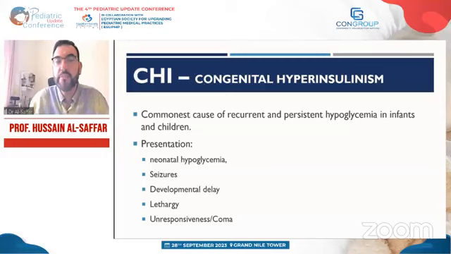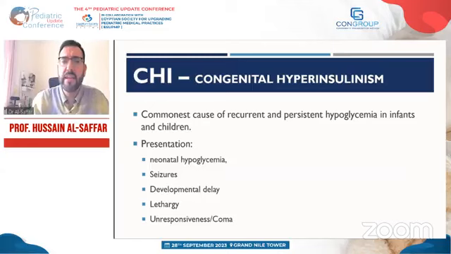Sometimes it presents for the first time with seizures, and then with the workup of that seizure, you discover that this patient is having hypoglycemia. Sometimes developmental delay due to recurrent, untreated, unrecognized hypoglycemia, lethargy, of course, tiredness, unresponsiveness, and coma, and then with workup we will find hypoglycemia. So the presentation of congenital hyperinsulinism basically depends on the hypoglycemia, how it manifests itself.